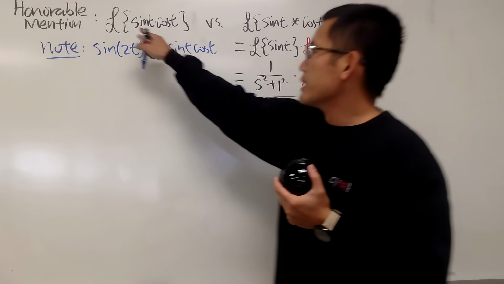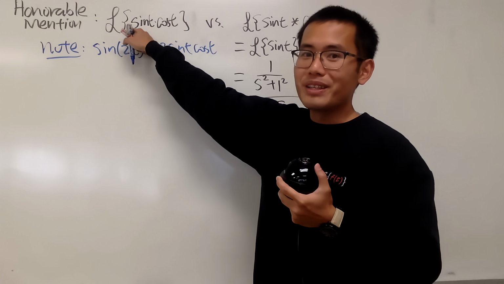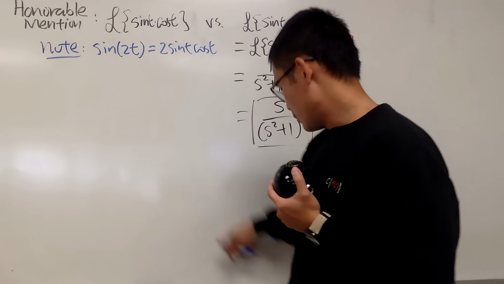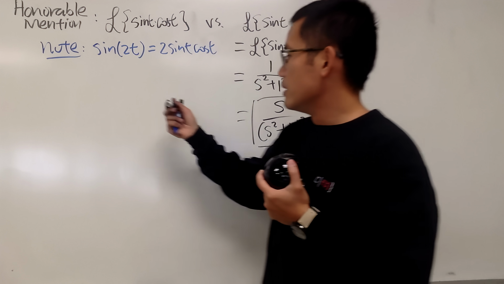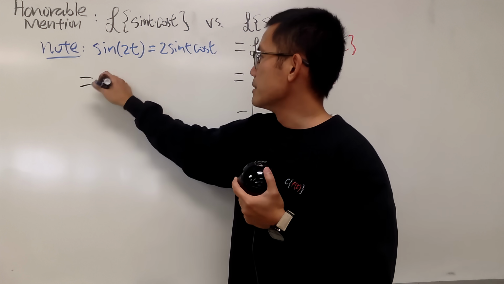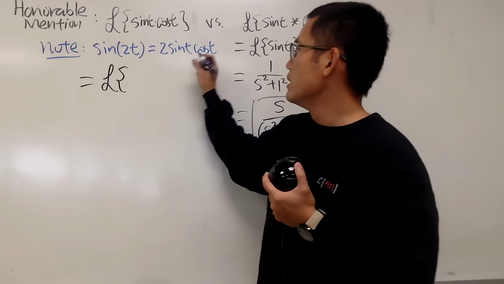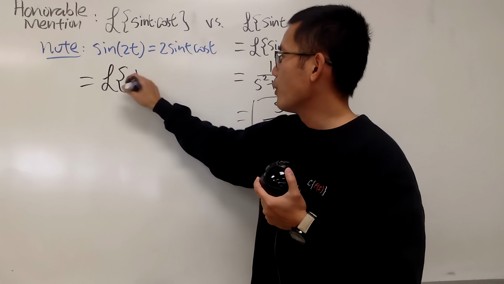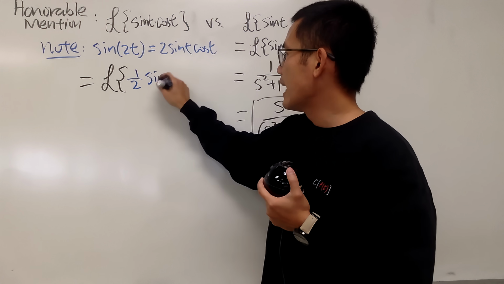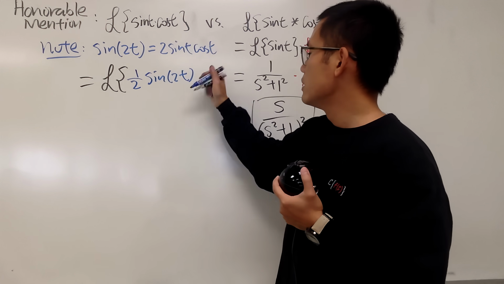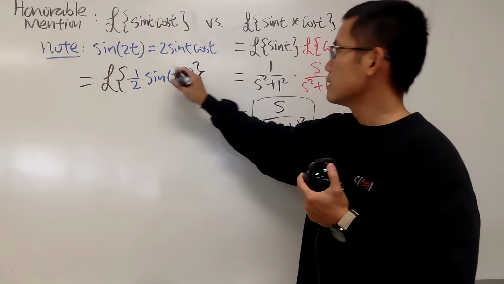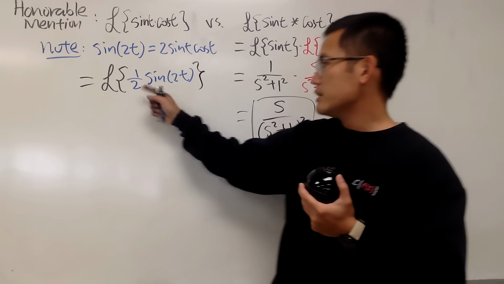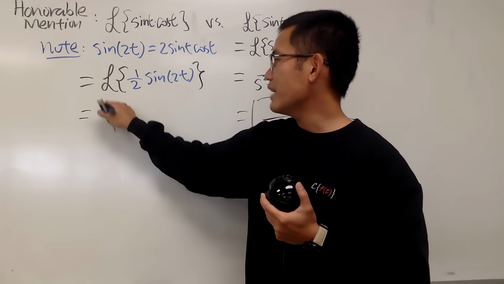Now, here we have just 1 in front, so you can just divide both sides by 2. So here is the deal. I will just write it down, right? So this right here is the same as saying the Laplace transform. I will divide it by 2, so I will have 1 over 2, and then we have sine of 2t. Just like that. It's the same. So use identities sometimes.